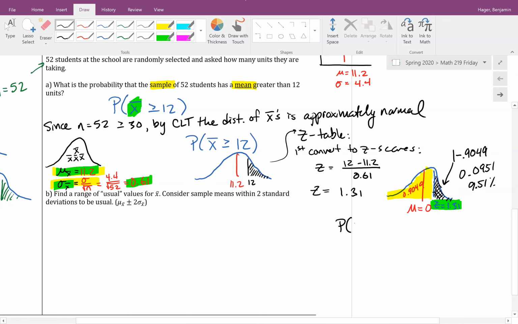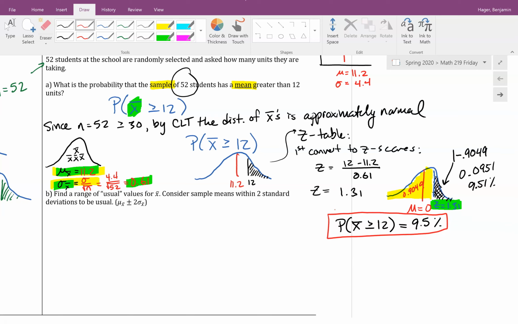The probability that I'm going to ask these 52 students how many units they're taking, and the probability that the average answer I'm going to get is greater than 12, there's a 9.5% chance that's going to happen. So even before going in and talking to them, I know the likelihood of that happening.